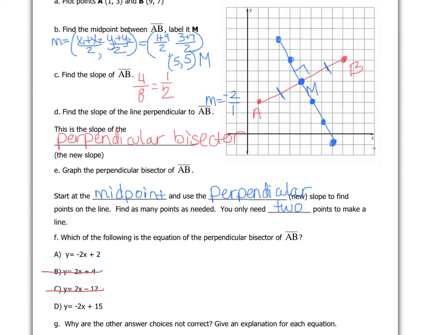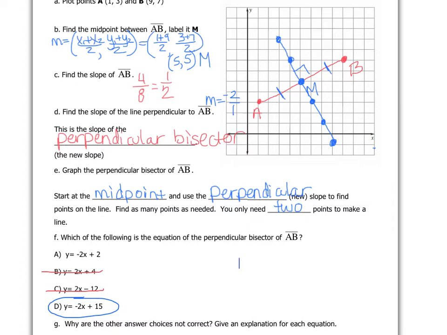Now, the difference between these two is one has a y-intercept of 2 and one has a y-intercept of 15. Well, if you look, this right here is a y-intercept of 2. Our perpendicular bisector is not going to touch that 2 right there whatsoever. So the equation of your perpendicular bisector is -2x plus 15.